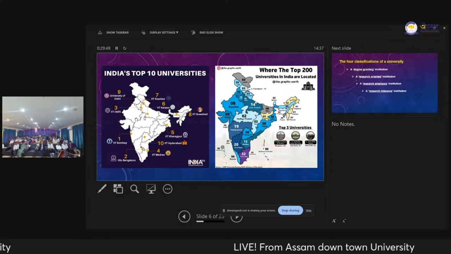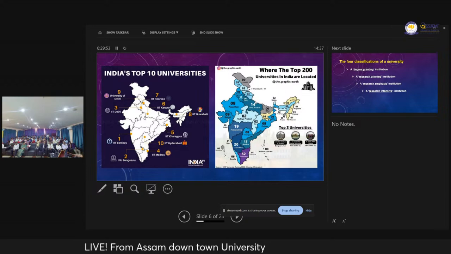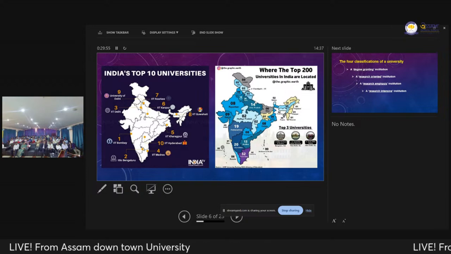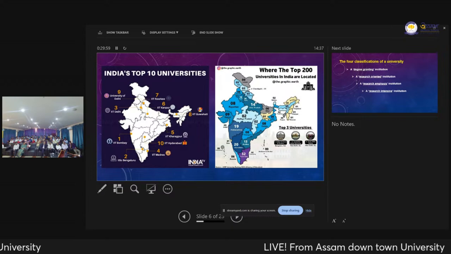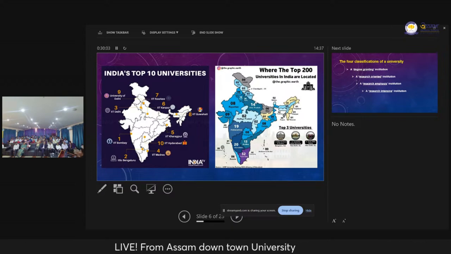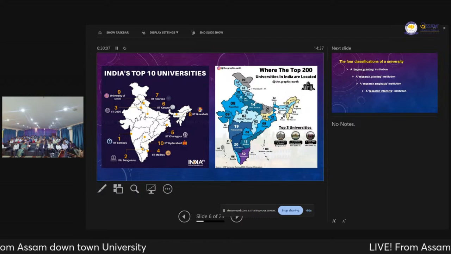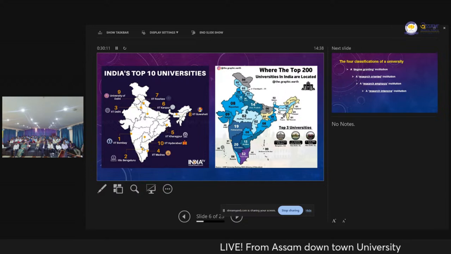I just went to the web and came out with these two pictures. It's really attractive. Although, I must say, I will take this data with a pinch of salt, because today there are 50 different agencies doing this data analysis and coming up with their own version of ranking.